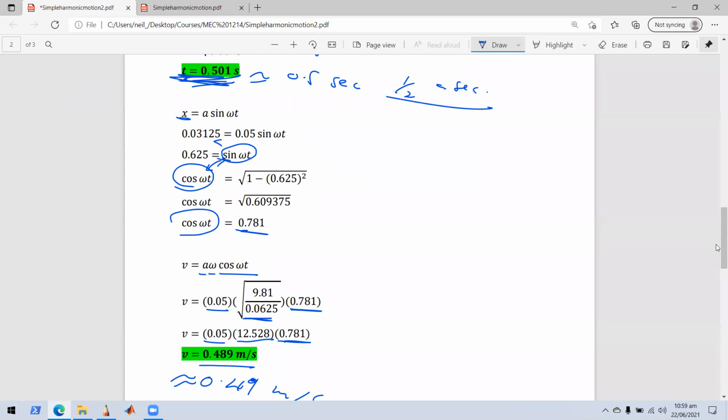But technically, because this t is the same as this t, we could go through this function and do sine inverse of this. Then we know omega, so we divide by omega, find t, and plug t into this formula. But all that's going to do is give us the same 0.781. You could try it out if you want.